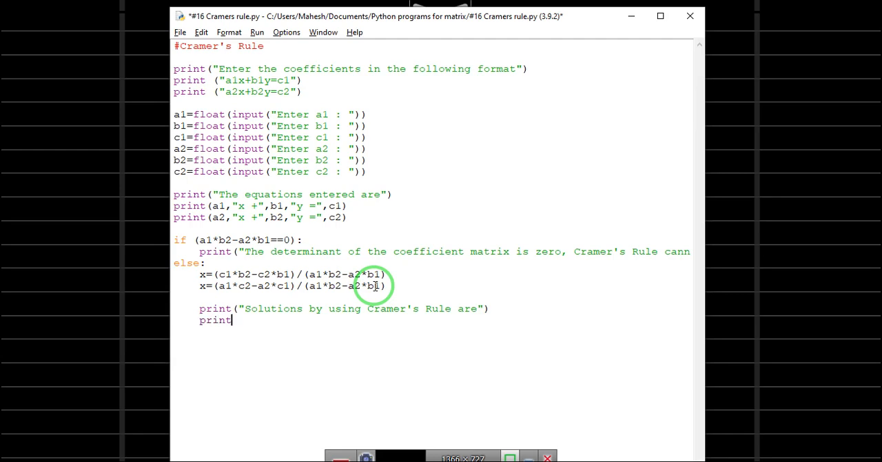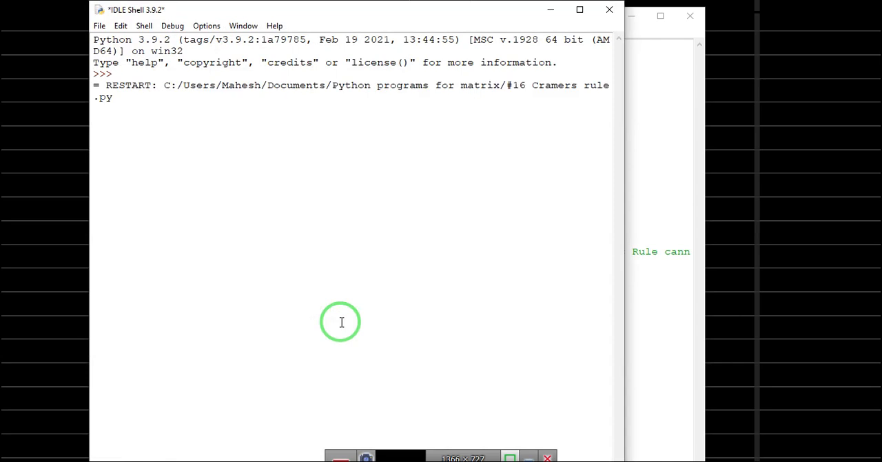So print, we will put x equals to, we need to put that in quotes. So x equals to, then we'll put the value of x, and then again we'll put y equals to, comma y. This will print the values of x and y. Let's see. But it should not give any error.